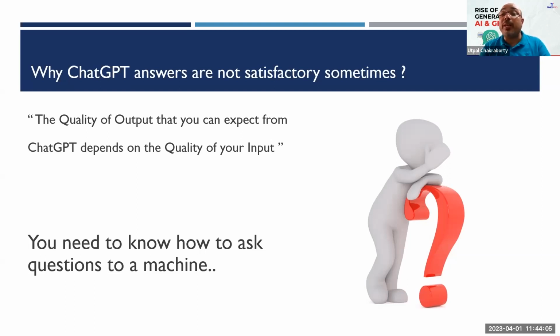Now it is very, very important in this world today, as we are dealing with machines and interacting with machines, to know how to interact with them, right? So this is also going to be a skill. This is going to be an art of asking questions to this kind of generative models. The quality of output depends on the quality of input. That means how good what you ask is, your output will depend on that.